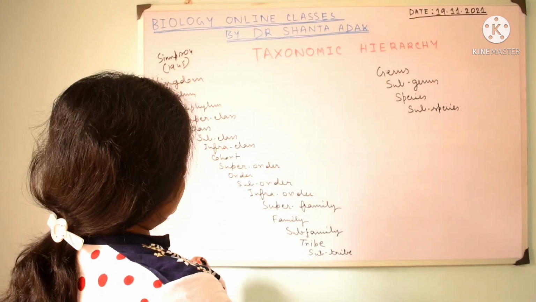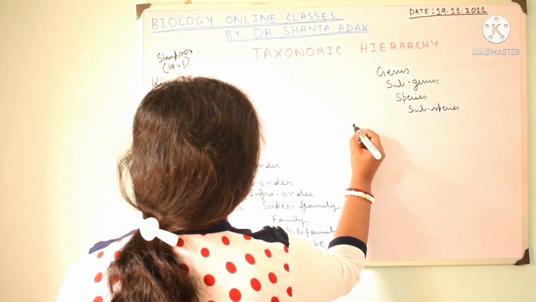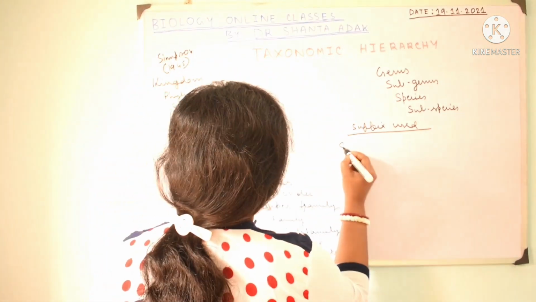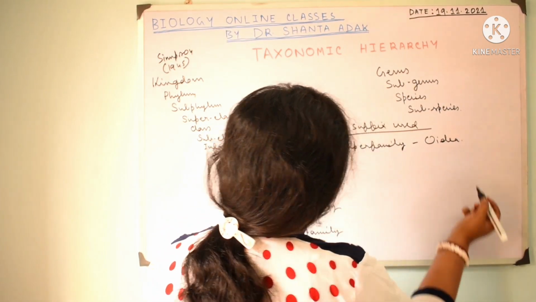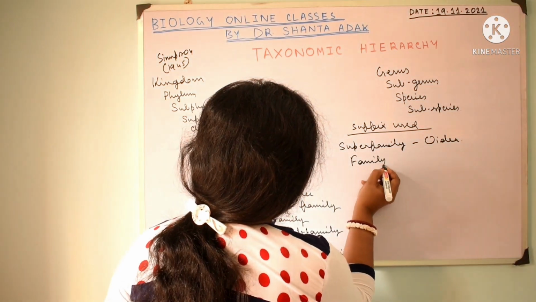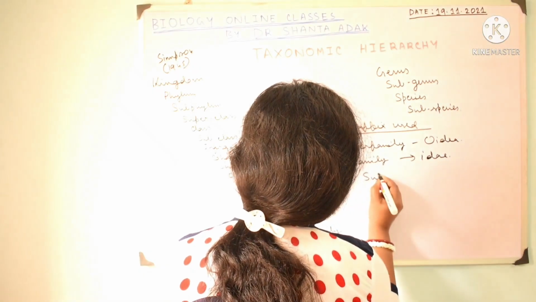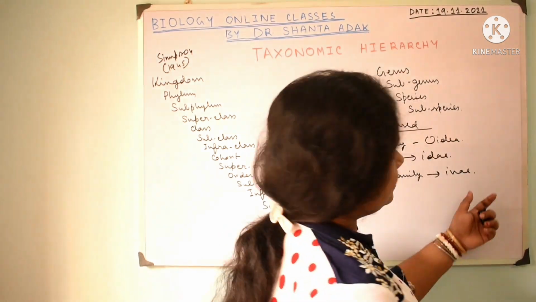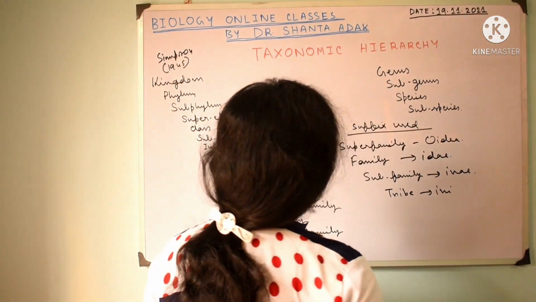Let's have a look and keep it in your brain. In the animal kingdom system, suffixes are used. What suffixes are used? For superfamily, after the name, -oidea is added. For family, -idae or -ydae. For subfamily, -inae. For tribe, -ini. These suffixes are used.